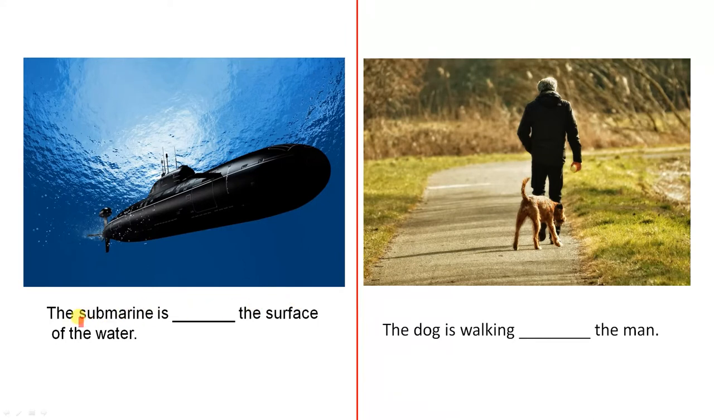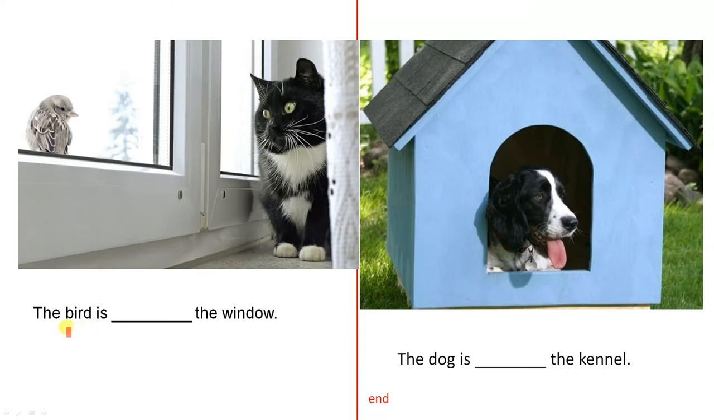Here they'll be focusing on the submarine and the surface of the water. They're talking about the dog walking the man. They'll be focusing on the bird and the window. And they'll be focusing on the dog and the kennel.